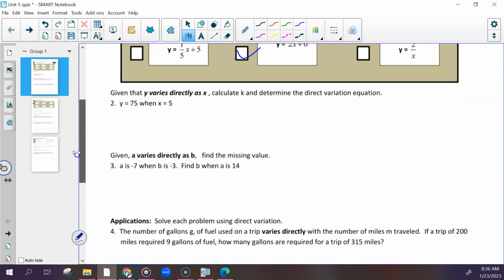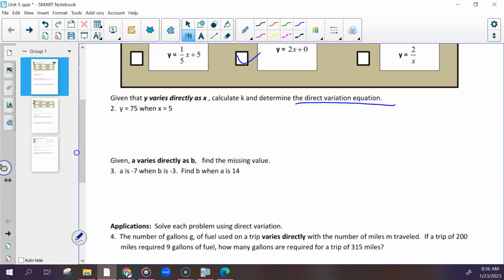For number 2, you had to find the direct relation equation. So find your k value first. Divide these two. Then, after you figured out what k was, put it back into your equation. So the 3 points, did you solve for k or show your work to solve for k? Did you get the correct k value? Did you put it back in correctly? Questions on that?